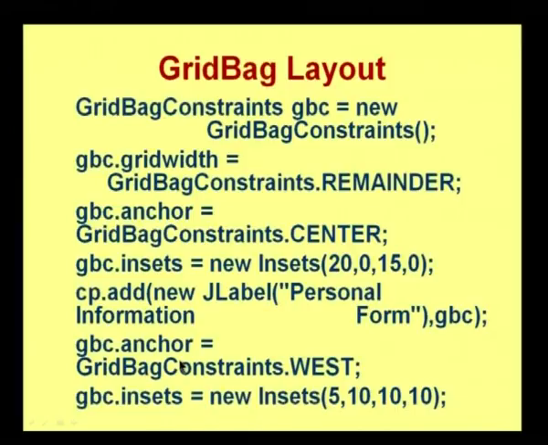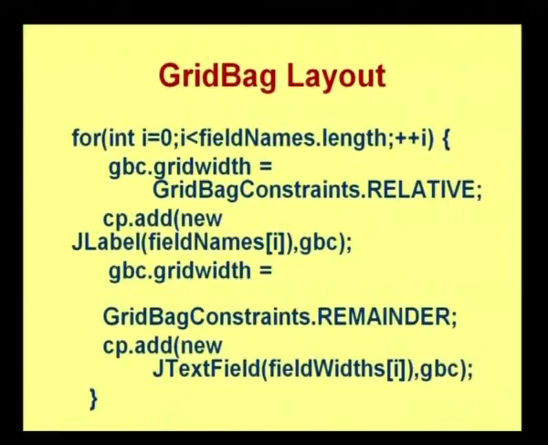Next, I am placing another component. For that, I need to have other constraints. So I say GridBagConstraints.WEST. All these components will be aligned towards its left. So now you can see insets. I am setting insets 5, 10, 10 and 10 for this particular component that is to be added next.